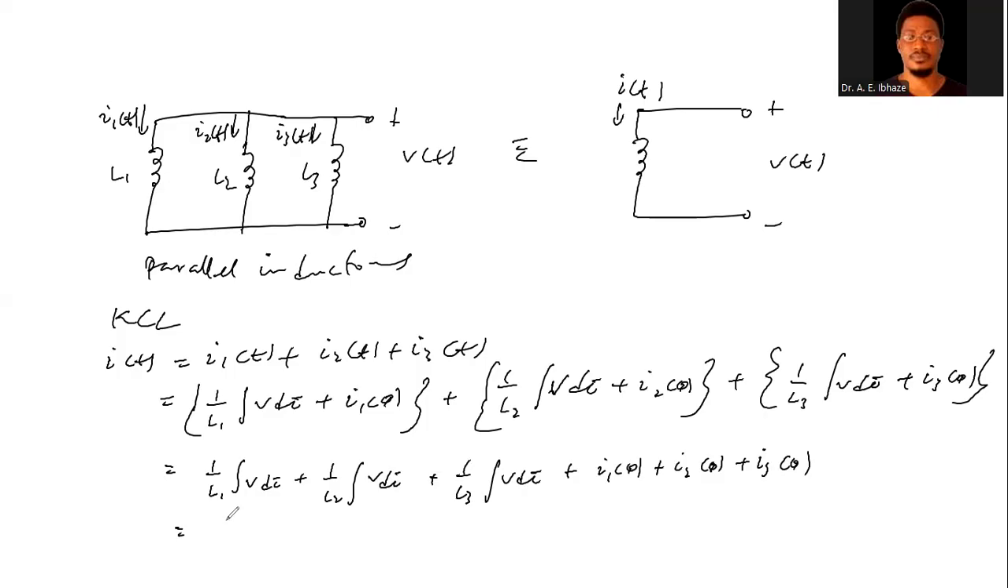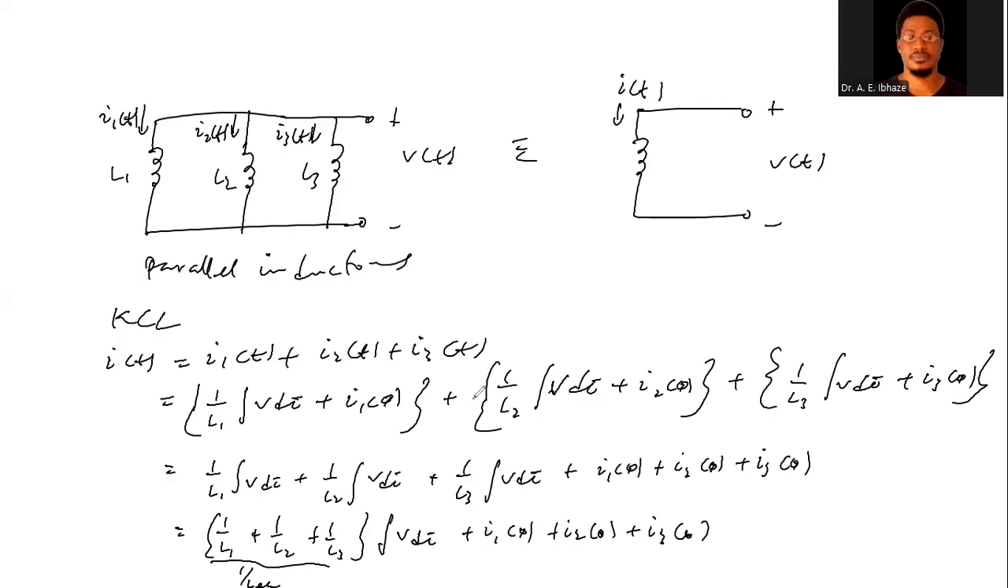So this is going to give us 1 over L1 plus 1 over L2 plus 1 over L3, all the way to the nth inductor, times integral V d tau plus I1 of 0 plus I2 of 0 plus I3 of 0. And this is the equivalent inductance. So that 1 over L equivalent will be 1 over L1 plus 1 over L2 plus 1 over L3, all the way.